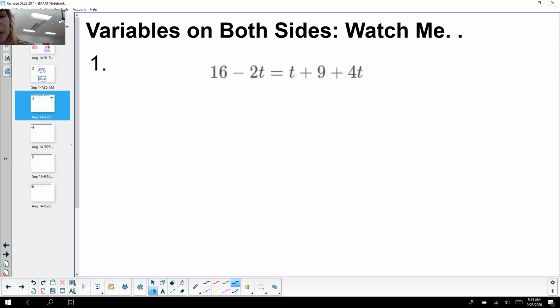Okay, so if I was looking at this problem and it was on a quiz, I would go ahead and highlight my 16, my 9, and that's it. And those are my only constant terms. So your first thing you're going to want to do in a multi-step equation problem is identify those constant and variable terms. The second thing I'm going to want to do is identify my variable terms.